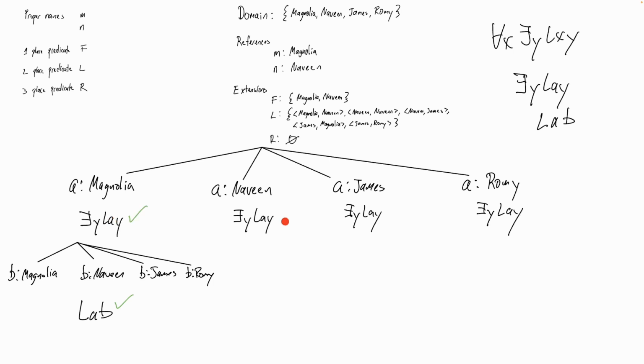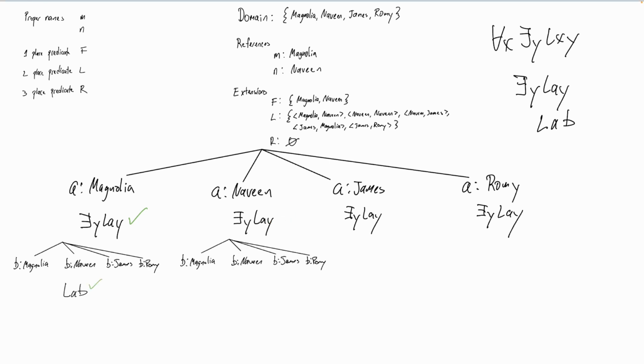But now we have to check whether there is a y such that Lay is true on the expanded valuation where Naveen has been assigned as the referent of A. And to figure that out, we have to look at whether Lab is true on any way of expanding that valuation by assigning a referent to B. Lab is true when that valuation is expanded by assigning Naveen as the referent of B because the ordered pair Naveen-Naveen is in the extension of L.